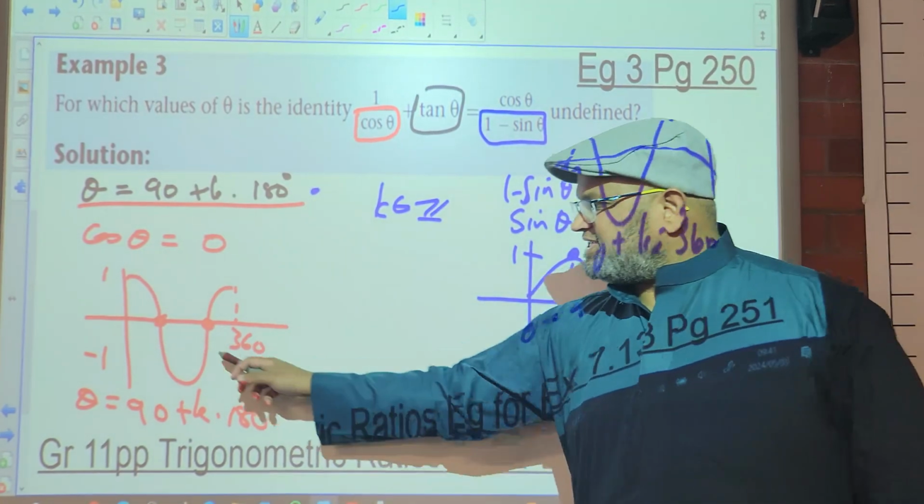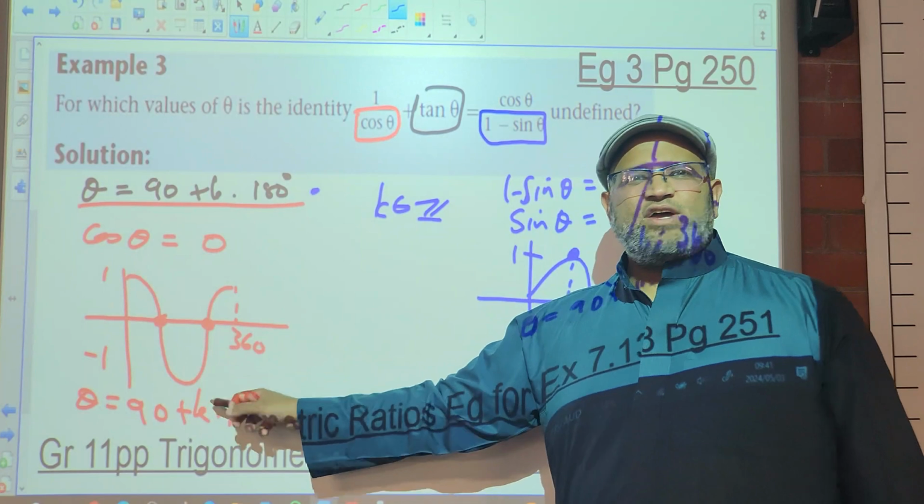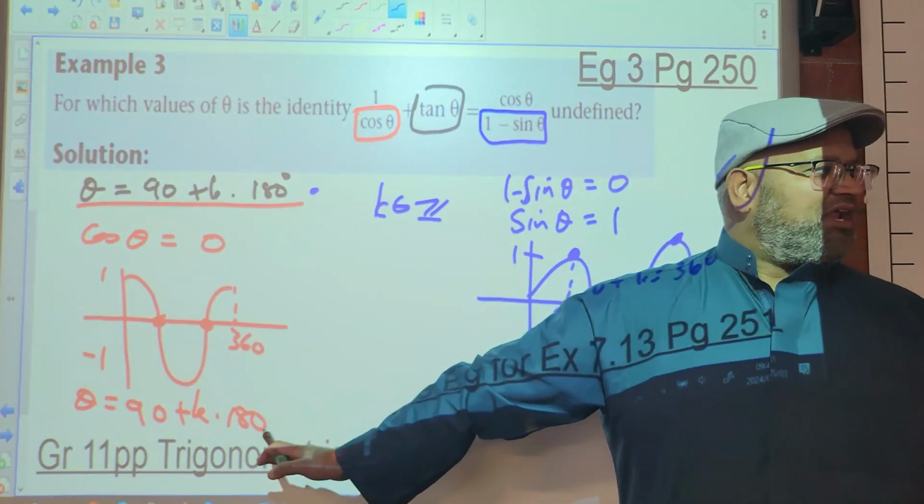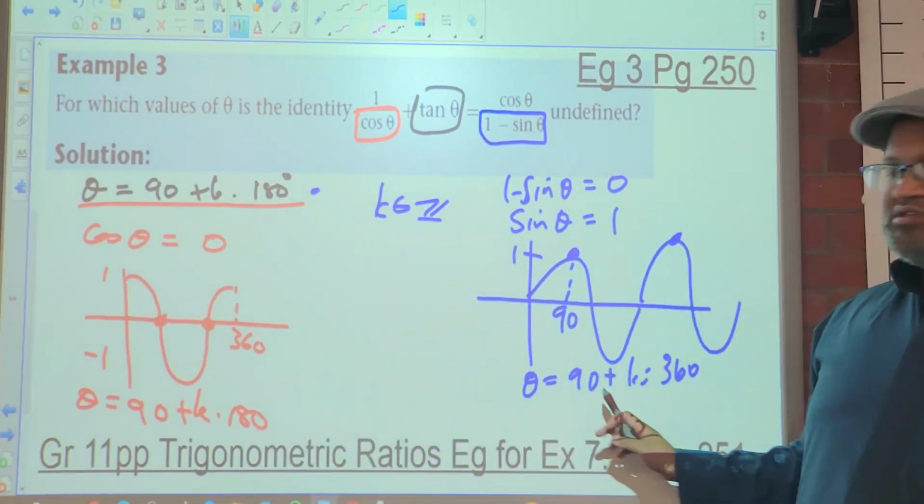But if you can see it already after you draw the graph, that it's the same solution, then you don't have to write the general solution.